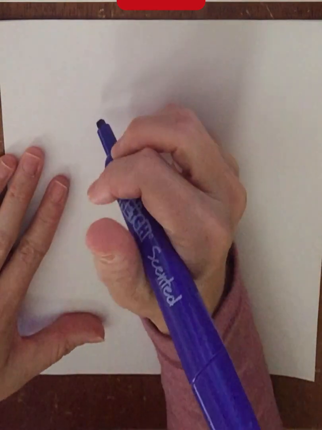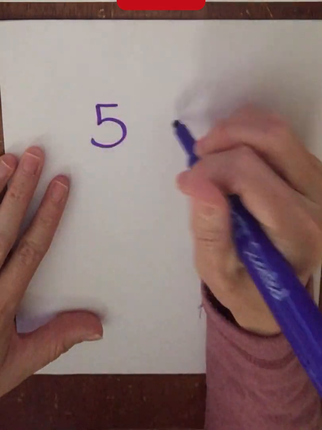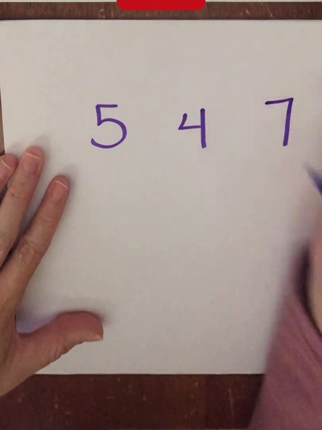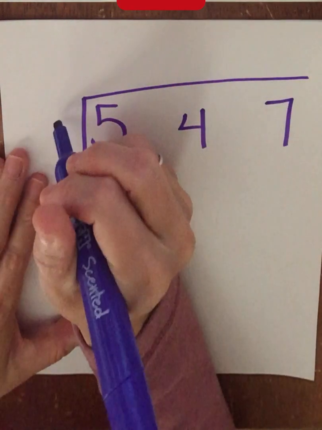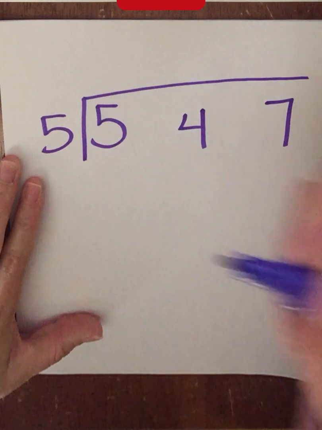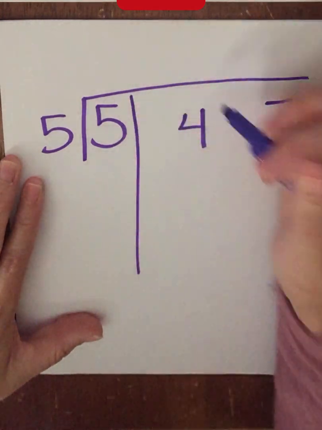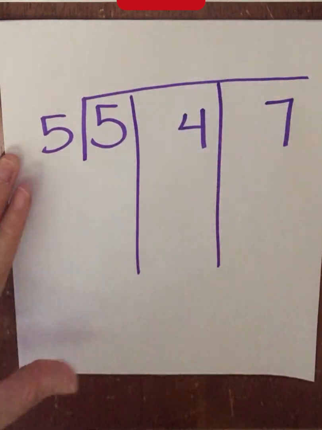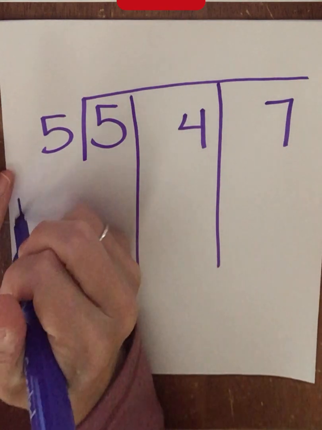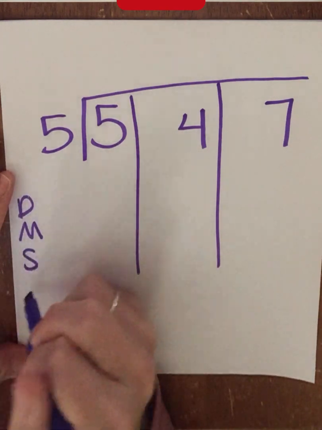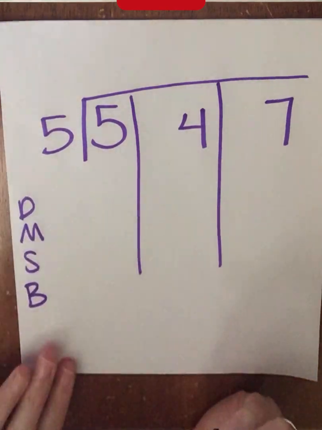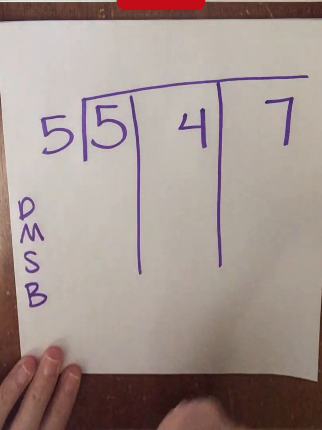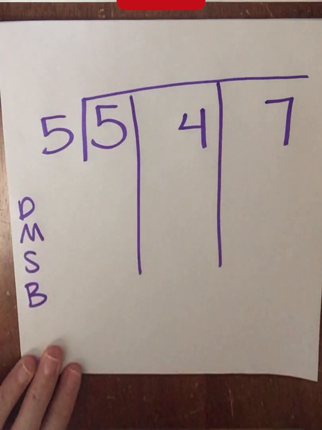Okay, so let's say I have the problem 547 divided by 5. I'm going to go ahead and draw my lines here to divide up for my box. And then over here, I'm going to write DMSB. So this is a reminder that I'm going to divide, multiply, subtract, and bring over, okay?